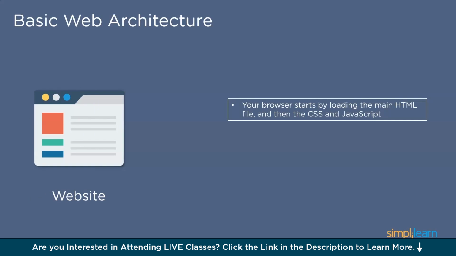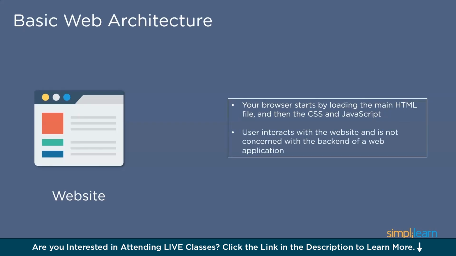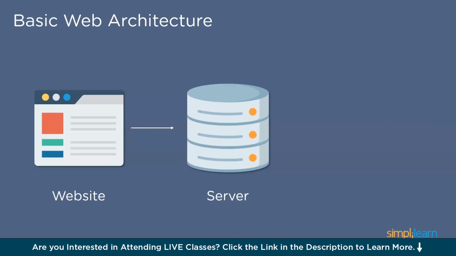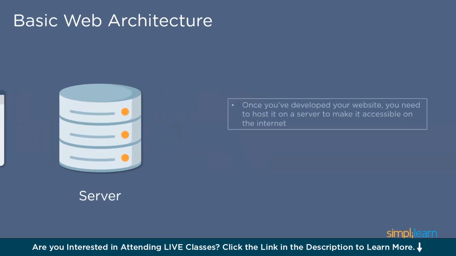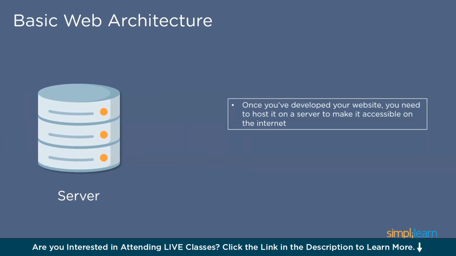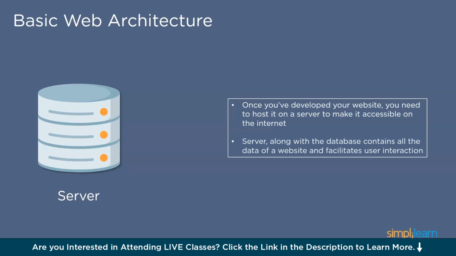So your browser starts by loading the main HTML file and then the CSS and JavaScript. The user interacts with the website and is not concerned with the backend of an application. Now secondly, we have the server. Once you've developed your website, you'll have to host it on your server to make it accessible on the internet. Server, along with the database, contains all the data of a website and facilitates user interaction.